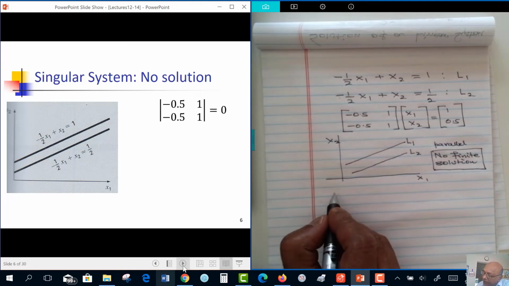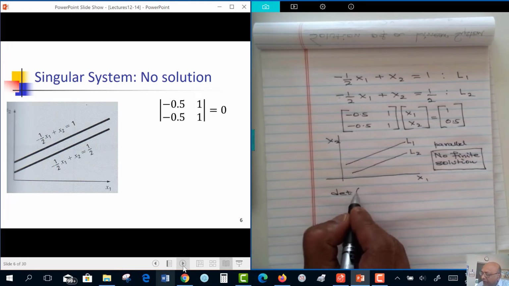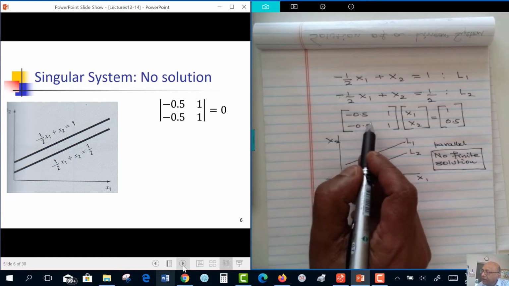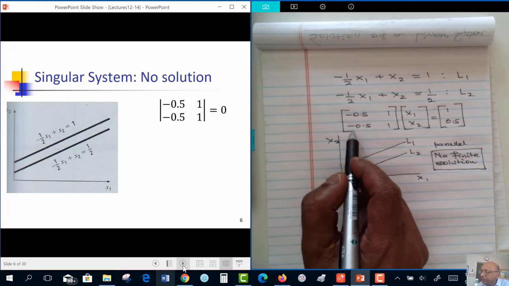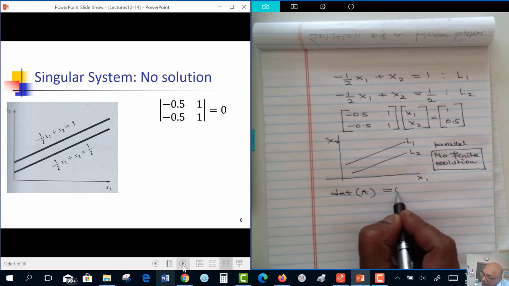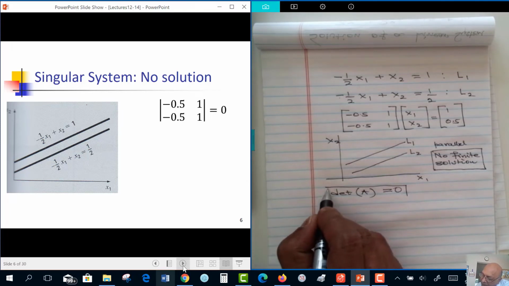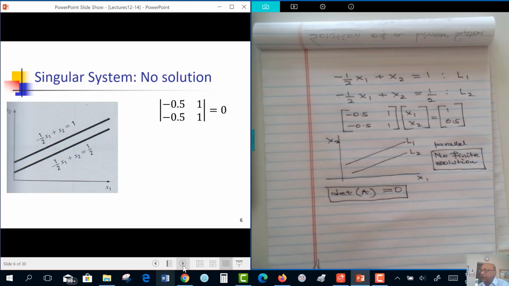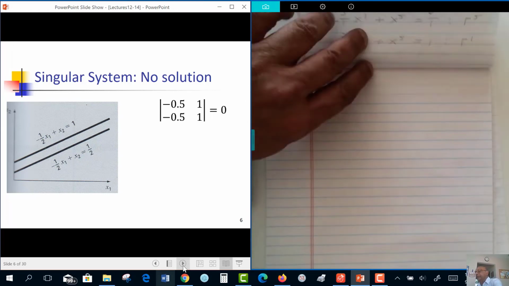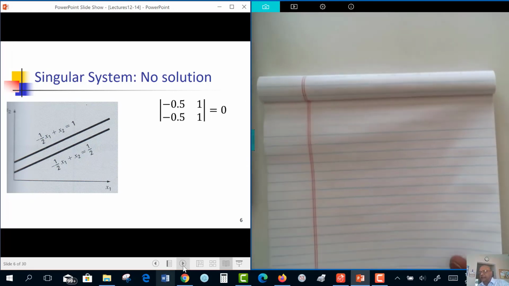So now if you look at determinant of matrix A, we find negative 0.5 plus positive 0.5. Determinant of A is 0. So we have problem when determinant of A is 0. Let's look at another example.